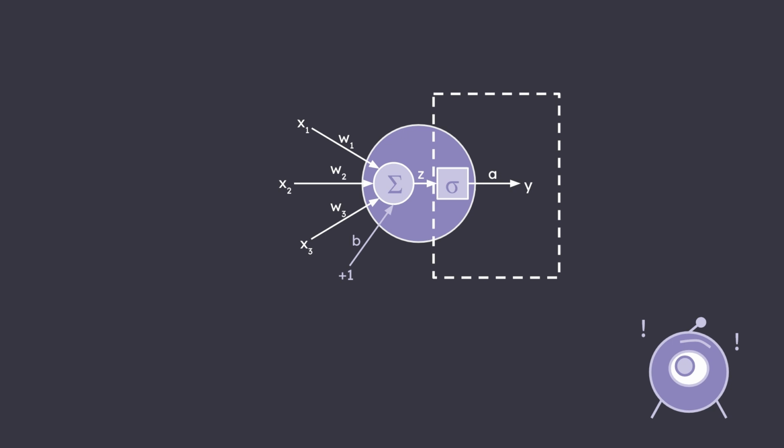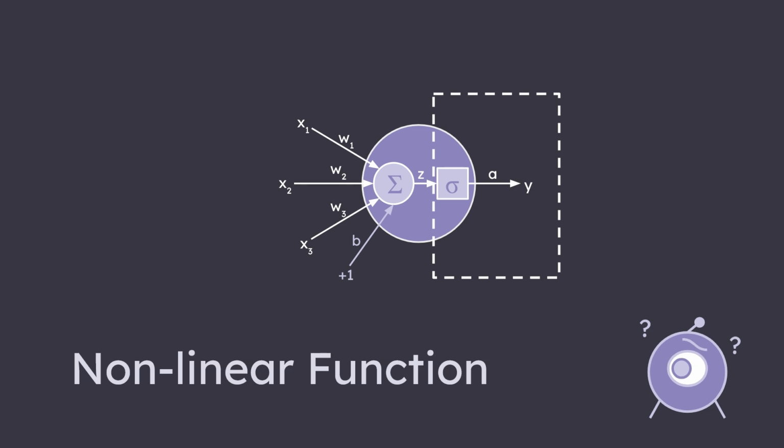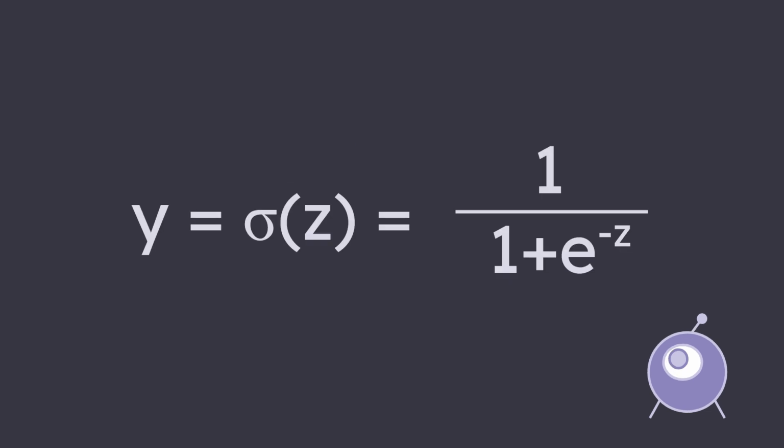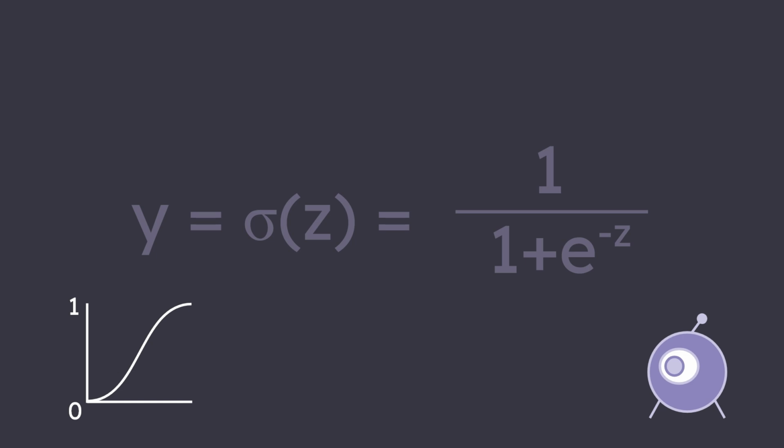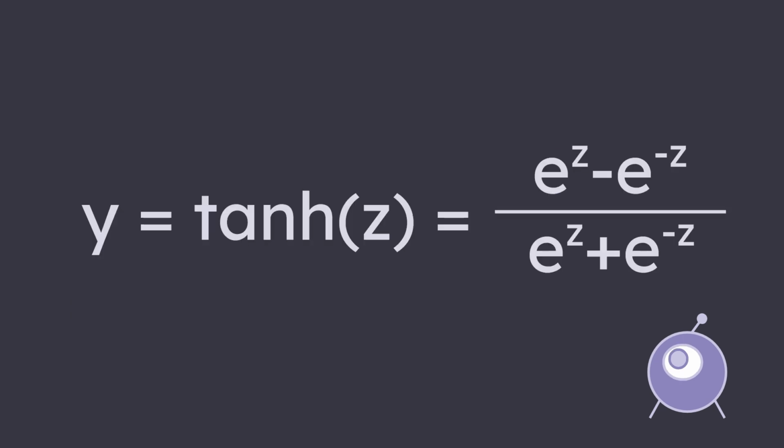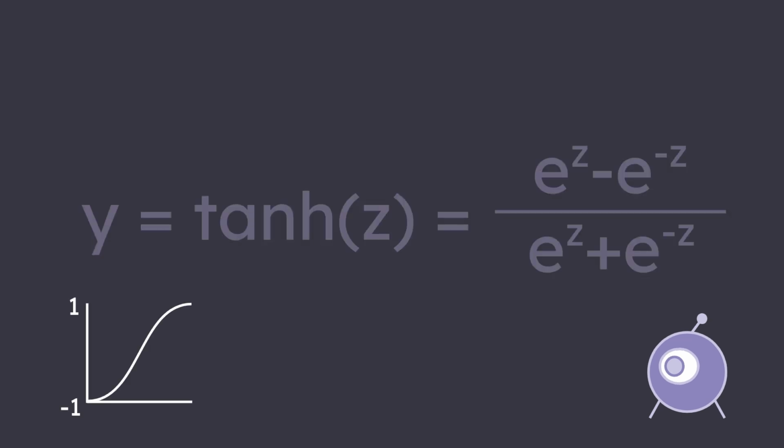But wait, we are not done yet. What is going on with the rest of this diagram? We apply a nonlinear function to the weighted sum. Now you may be wondering, what is a nonlinear function? We will talk about three of the popular ones. Sigmoid takes the input and puts it into a range between 0 and 1. Tanh takes an input and produces an output between -1 and 1.